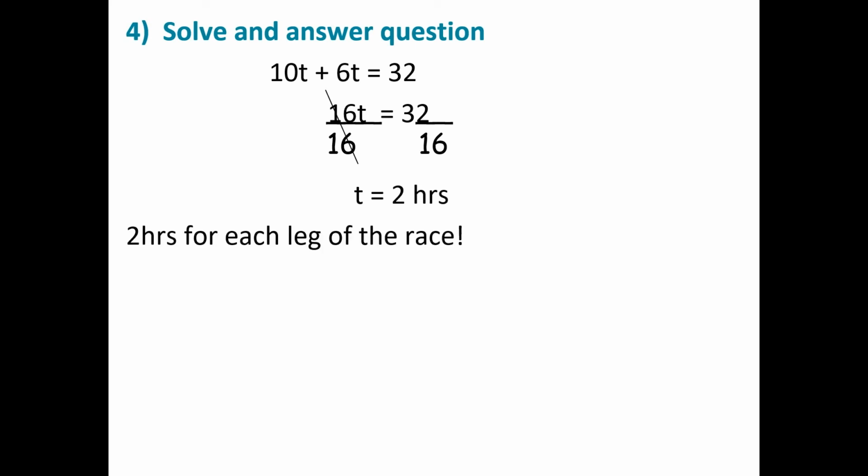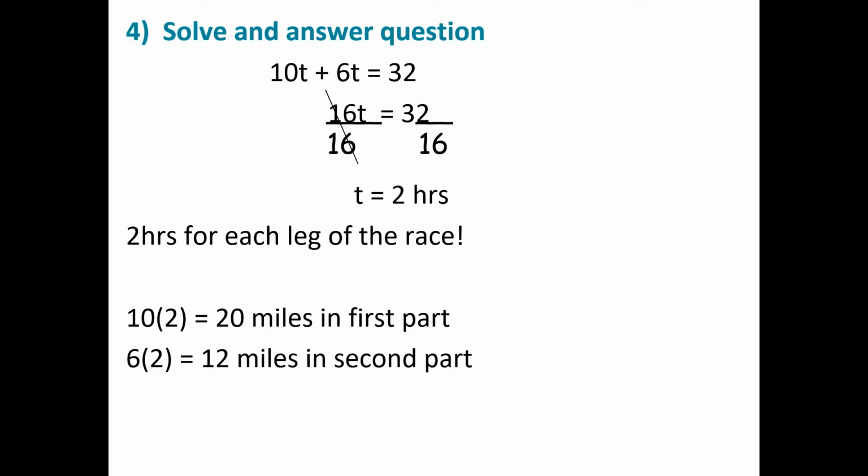Now I go back to my equations. 10 times 2 gives me 20 miles for that first part. 6 times 2 gives me 12 miles for that second part. That's my answer. How far did she go in each section? Right there. 20 miles in the first part, 12 miles in the second. That's really it. That's systems of equations applied to motion problems, which was really the point of going back through those.